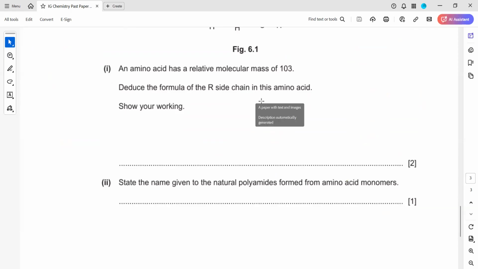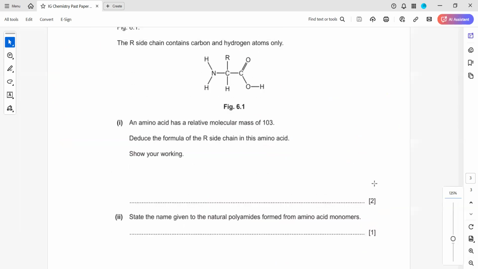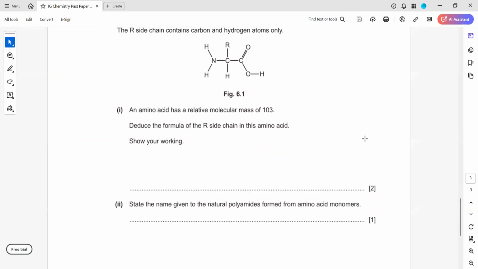State the name given to a natural polyamide formed from amino acid monomers. What polymer is formed from amino acids? Protein. Polyester is not natural. Polyester is a synthetic. We need a natural polymer. If it were biology, I would answer it as protein, from amino acids.